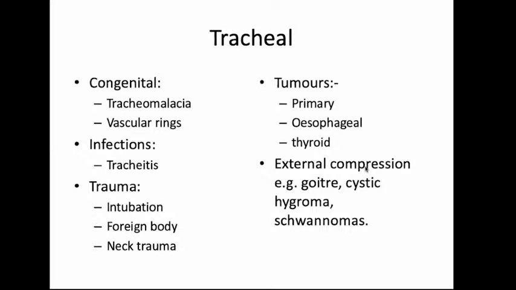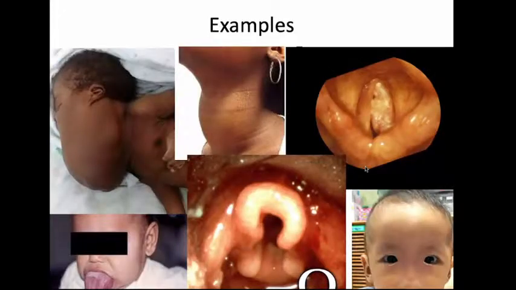You could have infections like tracheitis, which can be isolated or a part of LTB. You could have trauma from intubation or from foreign body or from external injury in the neck. You could have primary tumors in the trachea, which are rare, or you could have tumors spreading from the esophagus or thyroid into the trachea. And like you said, external compression from goiter, cystic hygroma, and any other masses in the neck. I have just put here a few examples.